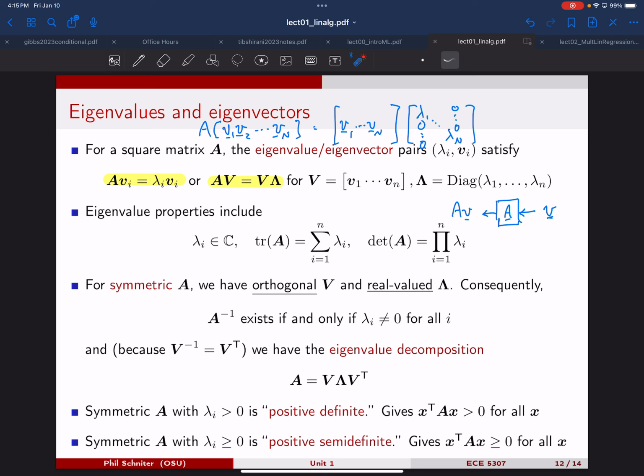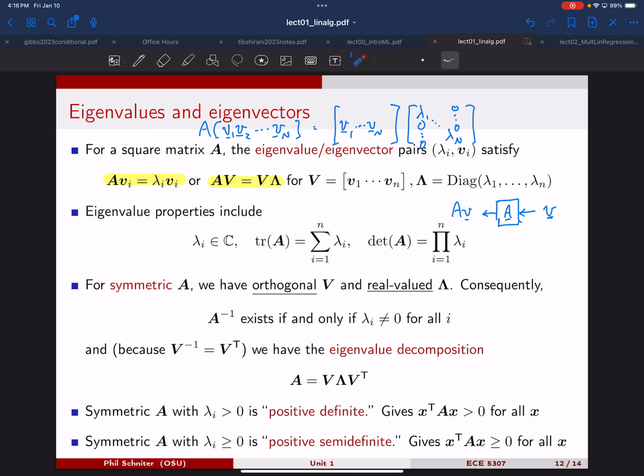So there's a few properties of the eigenvalues we should talk about. The first one is that the eigenvalues can be complex valued, complex numbers. All the quantities we deal with in this machine learning class are going to be real valued. For example, we'll just think about real valued vectors, real valued matrices, and so on. But it turns out that these eigenvalues can be complex even when A is a real valued matrix.